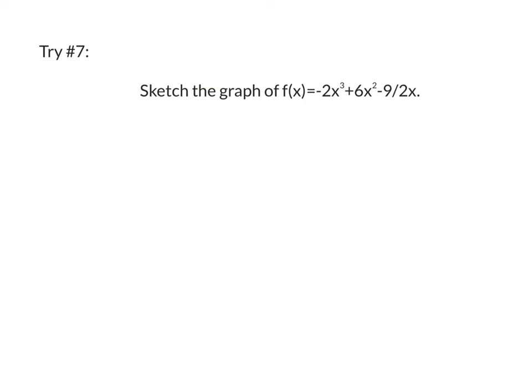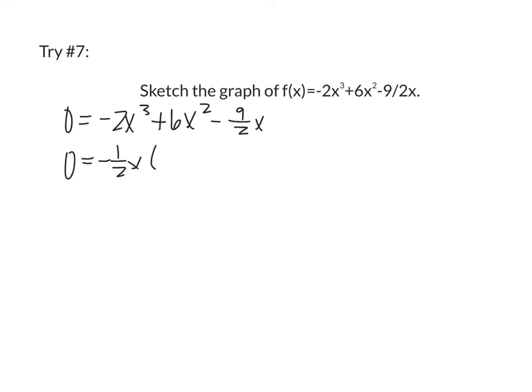So we're going to try that again. On our last one, we have to set this equal to 0. So 0 equals -2x cubed plus 6x squared minus 9/2 x. Okay. If I factor out of everything, specifically if I factor a -1/2 out of everything, I'm left with 4x squared minus 12x and then plus 9.